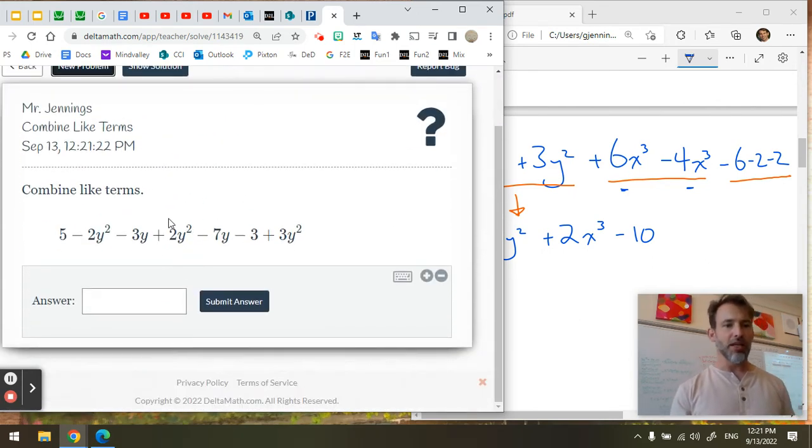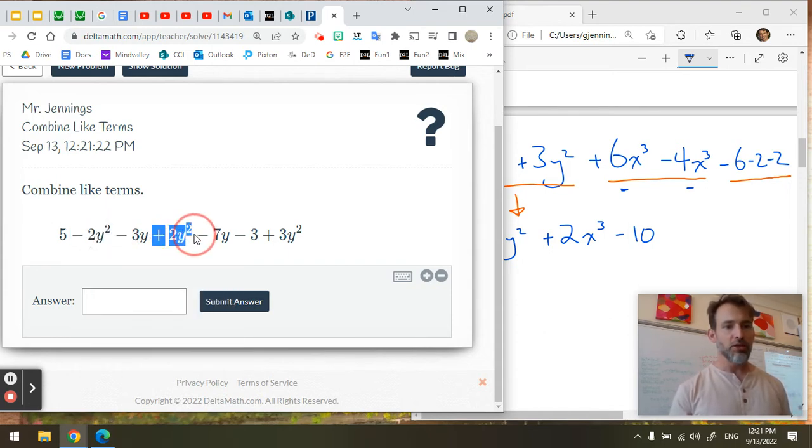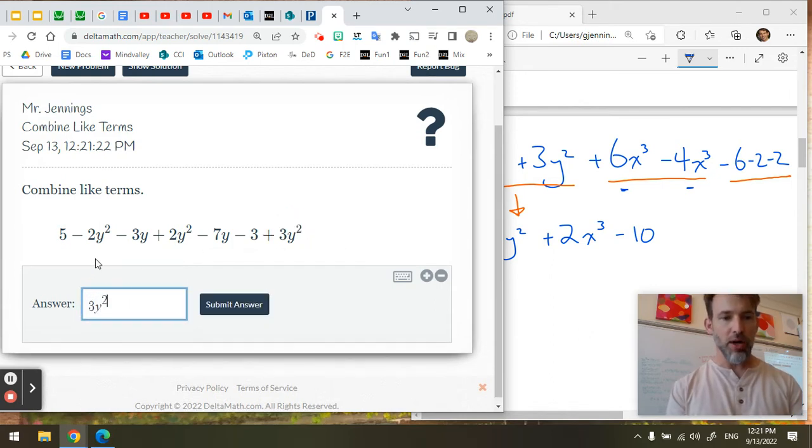Sometimes you will have examples like this, where I have some linear y's along with squared y's. These are not like terms. In this case, let's do it without writing out an extra thing. I have negative 2y squareds plus 2y squared plus 3y squared. So I'm going to end up with 3y squared. Negative 2 plus 2 is 0. Plus 3 gives me 3.